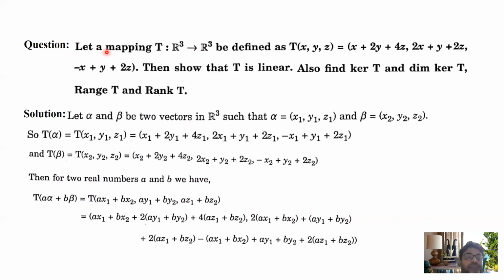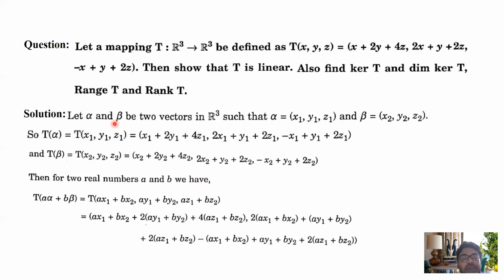Let a mapping T: R³→R³ be defined as T(x,y,z) = (x + 2y + 4z, 2x + y + 2z, −x + y + 2z). Then show that T is a linear mapping, and also find ker T and the dimension of ker T, range T and rank T. Okay, try to understand, very simple. So already you know how to prove it is linear. I should repeat once again.